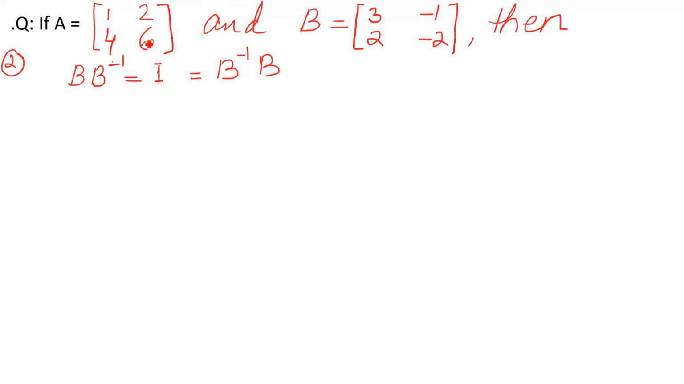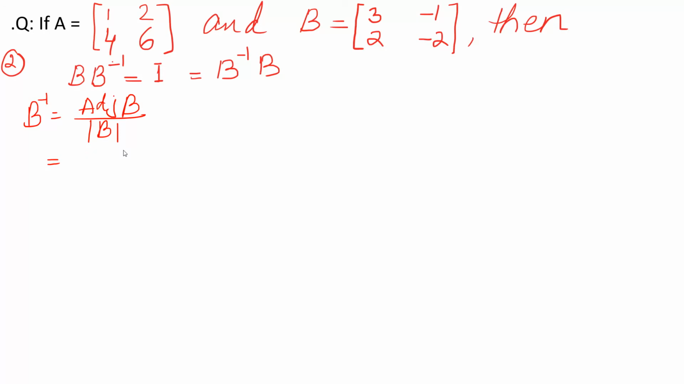If A is equal to this and B is equal to this matrix, then you have to prove that B multiplied by the inverse of B is equal to I. It should be equal to the identity matrix. So B, we know that this is B, but how will we calculate the B inverse? So B inverse is equal to the adjoint of B divided by the determinant of B.